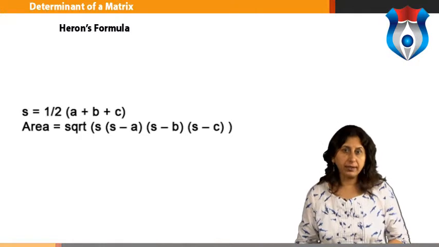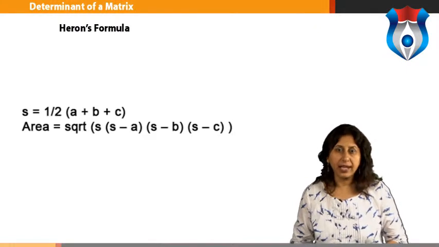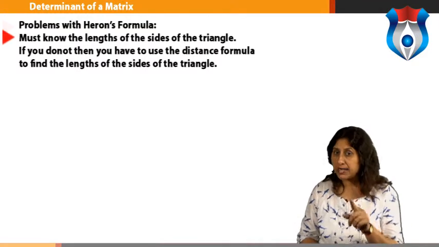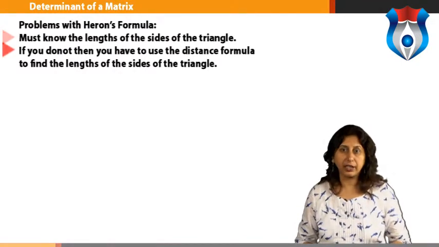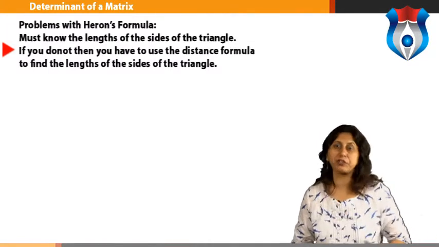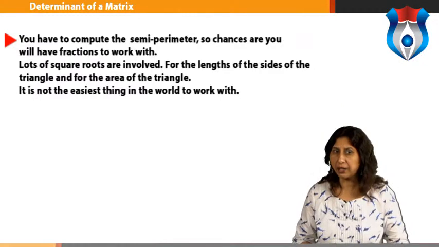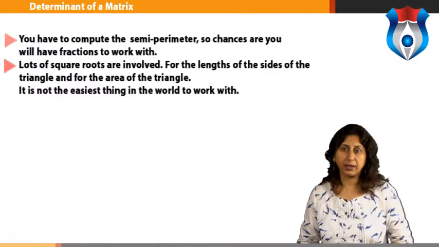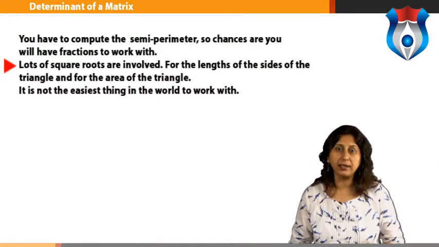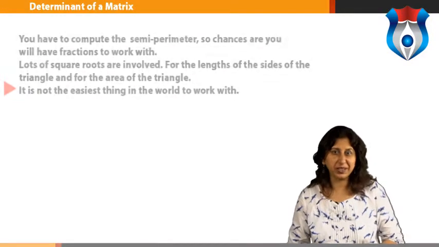In Heron's formula, S is the semi-perimeter, 1/2 the perimeter of the triangle. See formula on screen. Problems with Heron's formula include: you must know the lengths of the sides of the triangle. If you do not, then you have to use the distance formula to find the lengths of the sides. You have to compute the semi-perimeter, so chances are you will have fractions to work with. Lots of square roots are involved for the lengths of the sides and for the area of the triangle. It is not the easiest thing in the world to work with.